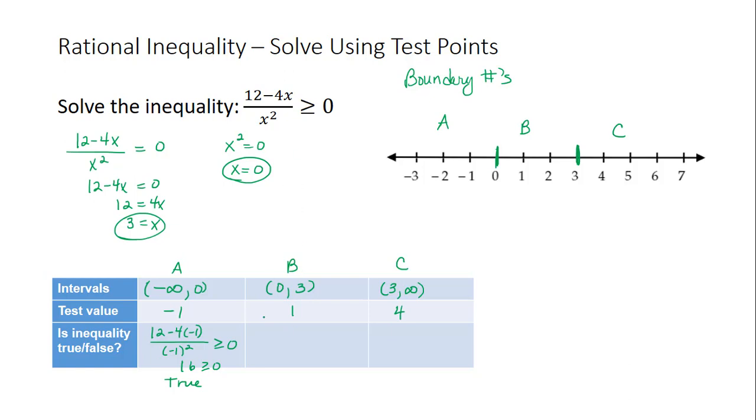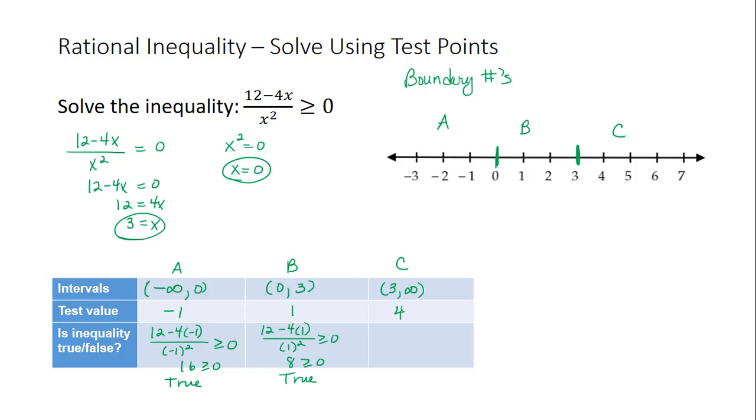In region B, we replace x with 1 to get 12 minus 4 times 1, divided by 1 squared. Is that greater than or equal to 0? When we simplify, 12 minus 4 is 8, divided by 1 squared, which is 1, so that's 8, which is greater than or equal to 0.